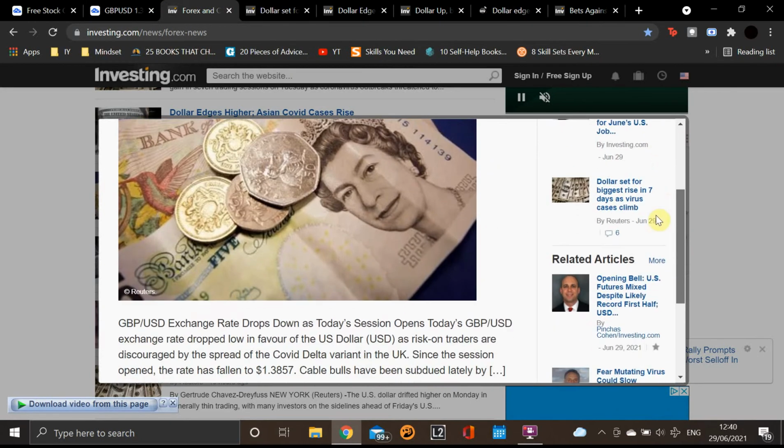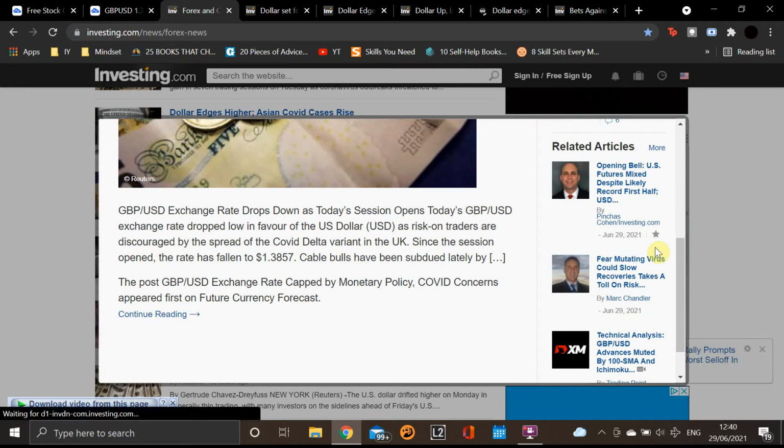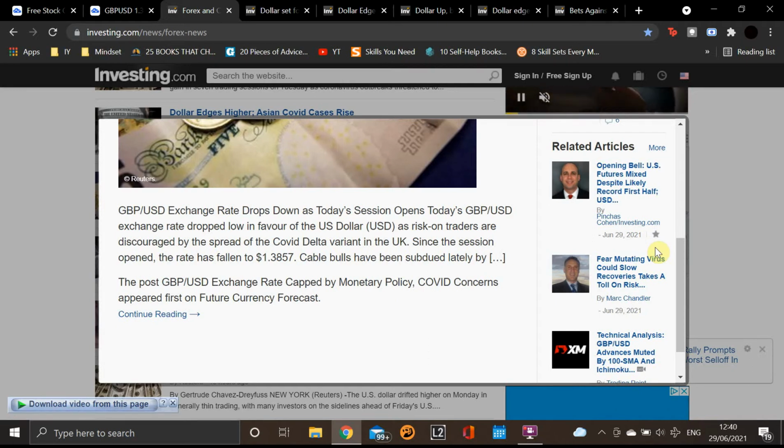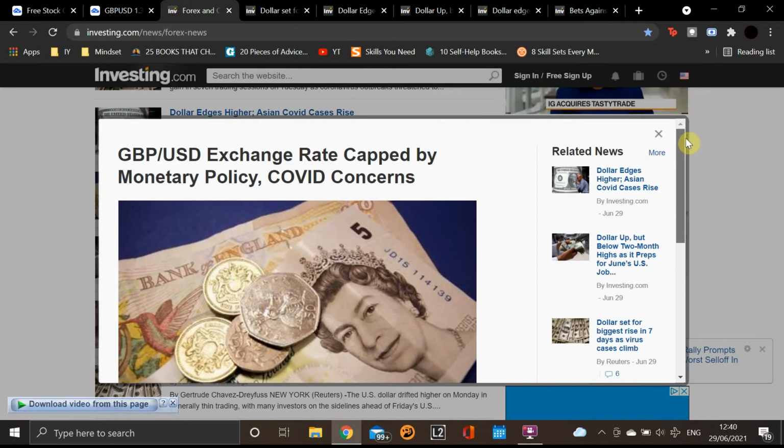GBP USD exchange rate drops down as today's session opens. Today's GBP USD exchange rate dropped low in favor of the US dollar as risk on traders are discouraged by the spread of the COVID Delta variant in the UK since the session opened. The rate has fallen to $1.3857. Cable bulls have been subdued lately. The post-GBP USD exchange rate capped by monetary policy COVID concerns appeared first on future policy forecasts. GBP USD exchange rate capped by monetary policy COVID concerns.